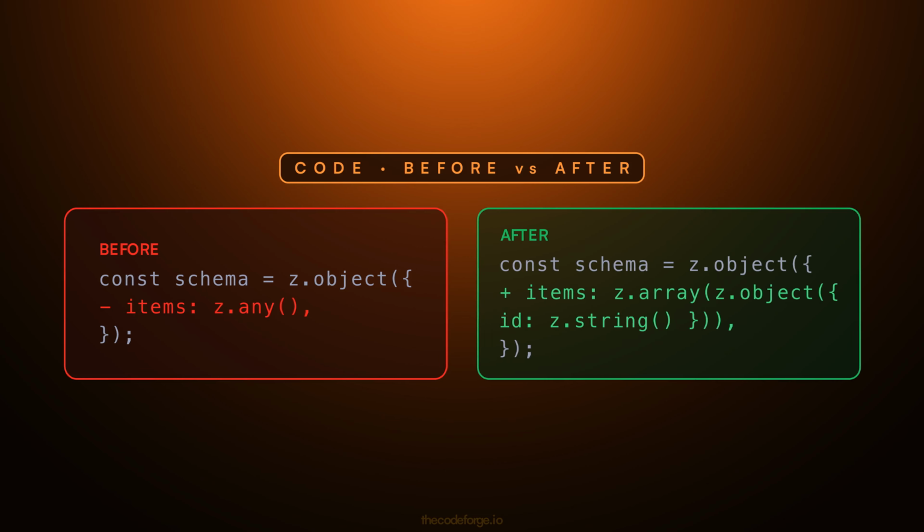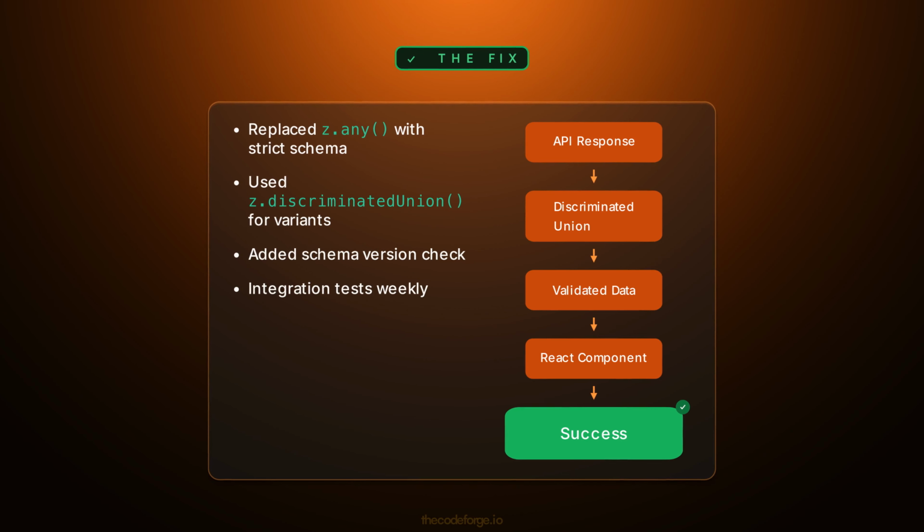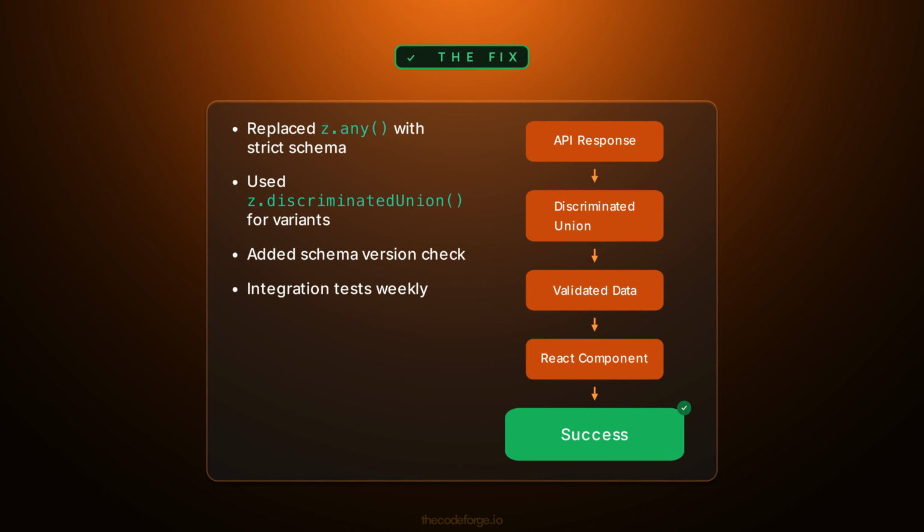Using z.any for a field that should be an array allowed a paginated wrapper object to pass validation, silently accepting an API change for 3 weeks. The fix replaced z.any with a strict schema using z.discriminatedUnion to handle both the old and new response shapes. A schema version check was added to detect future changes. Now validation catches shape mismatches immediately.